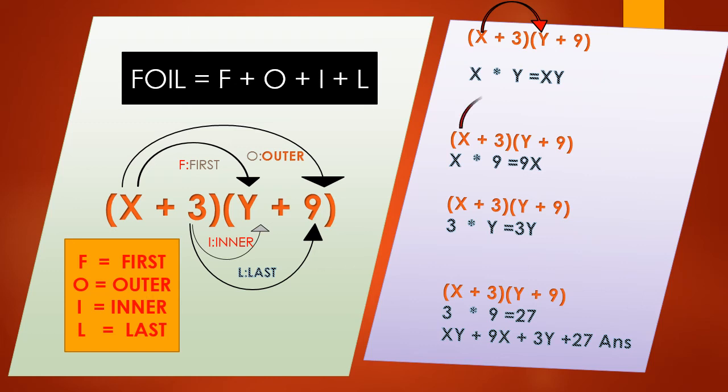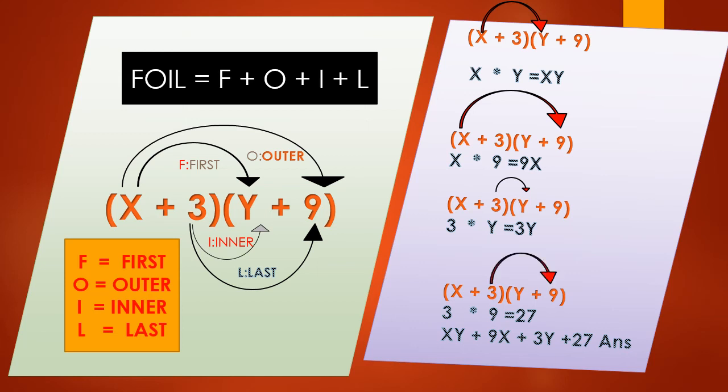In this way, x in the first expression and 9 in the second expression, by multiplying, and these are the outer terms. By multiplying x with 9, we get 9x, and 9x will be the second term of our answer. Similarly, you look here, 3 in the first expression and y in the second expression. By multiplying 3 with y, we get 3y, and 3y will be the third term of our answer.